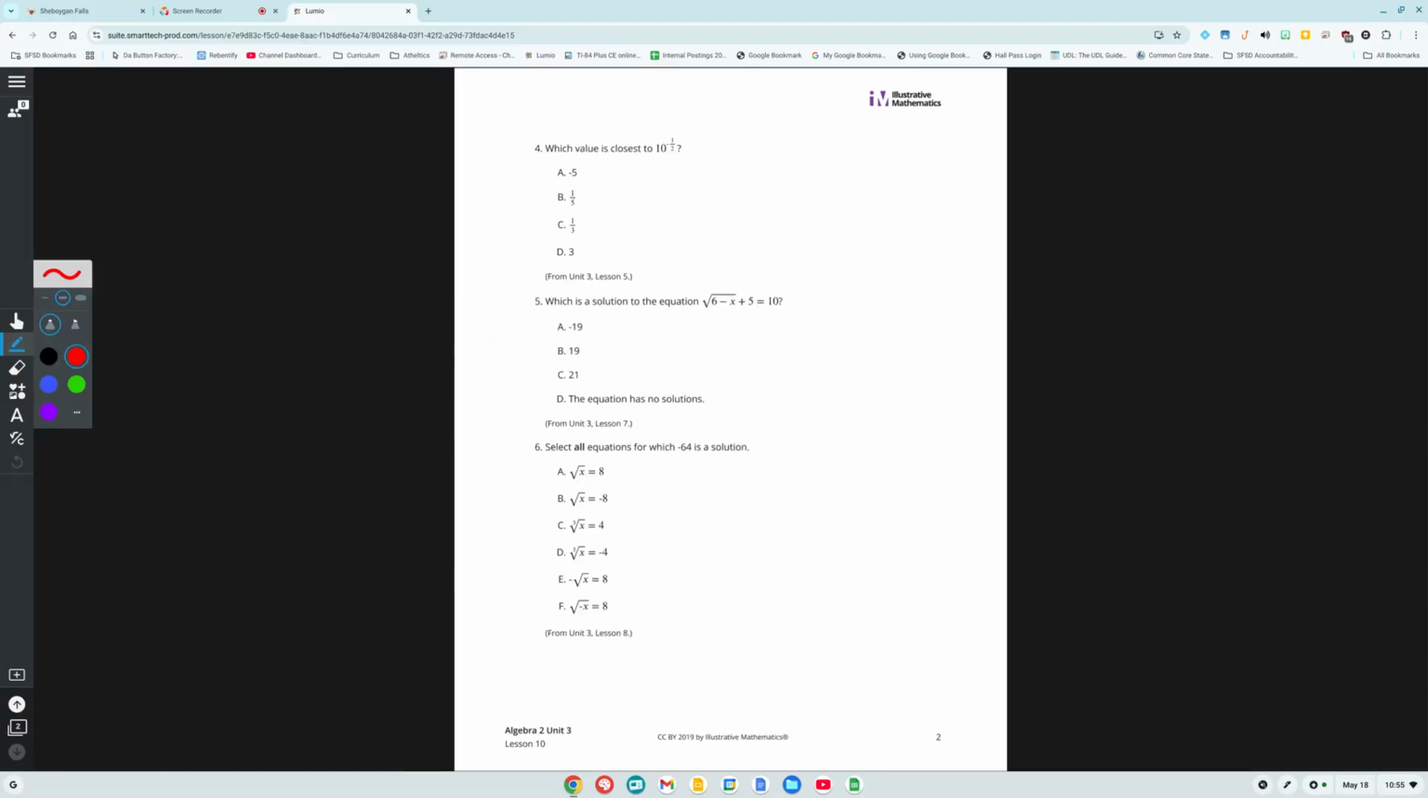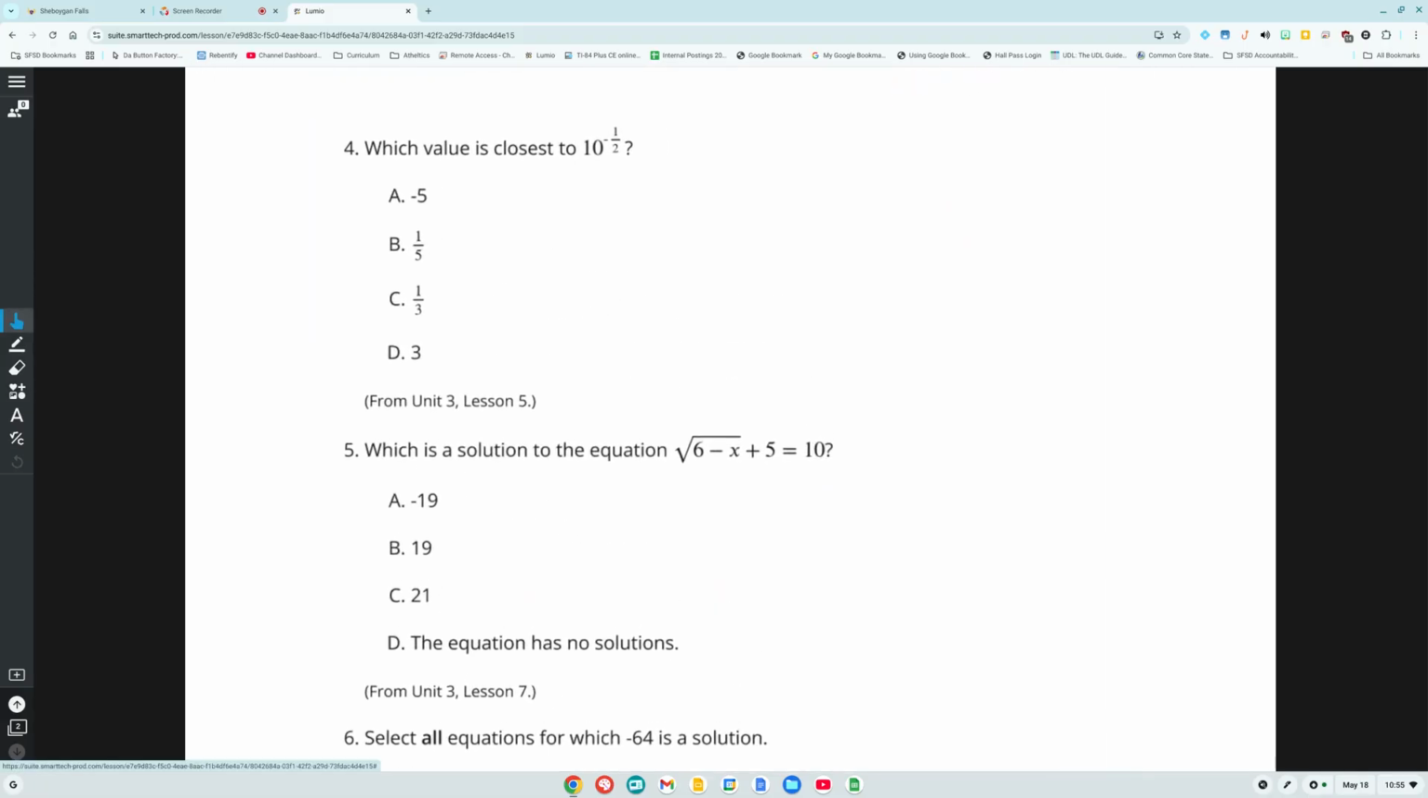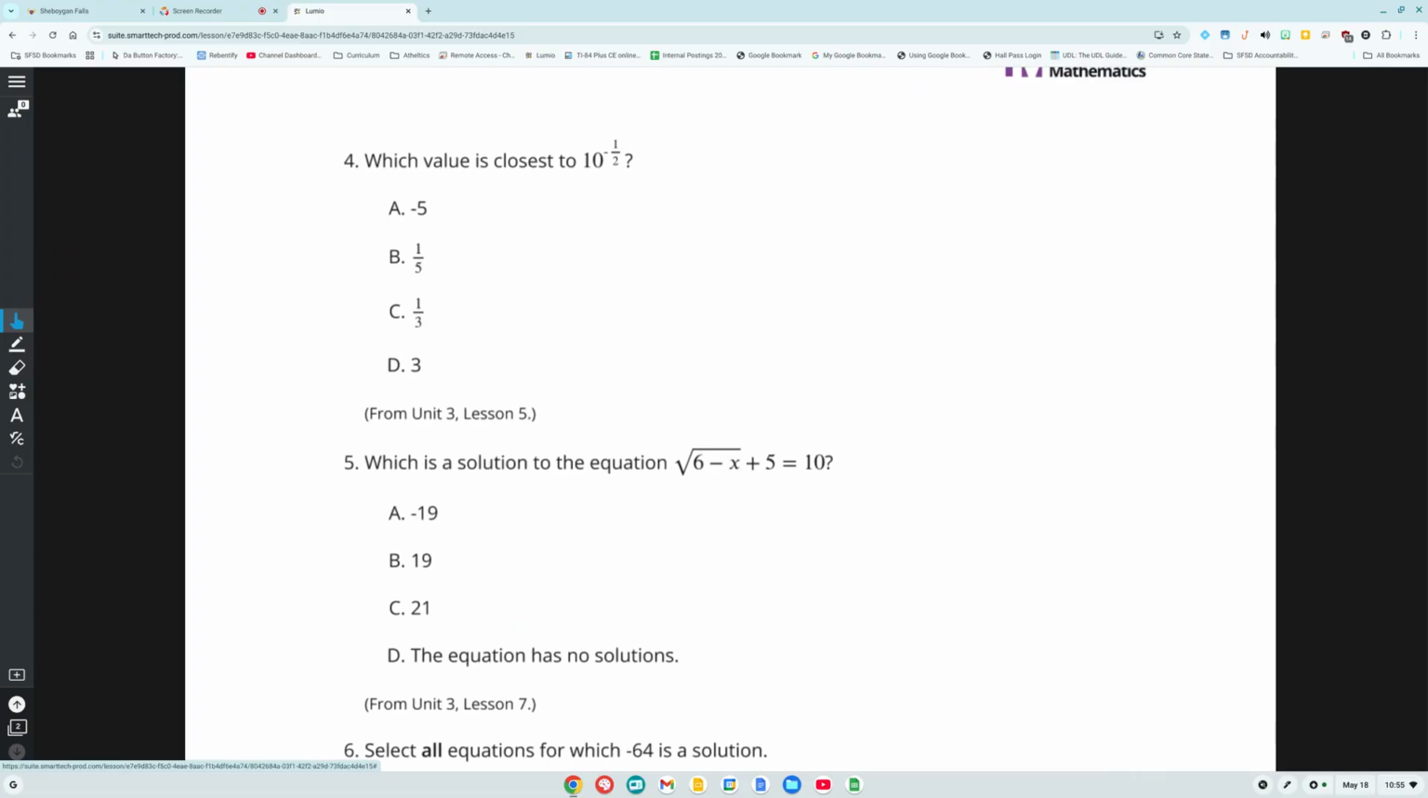Question 3. Which value is the closest to 10 raised to the -1/2 power? Well, if I have a negative exponent, I have to take that negative exponent and reciprocate it, which means this is the same thing as 1 over 10 to the 1/2 power.